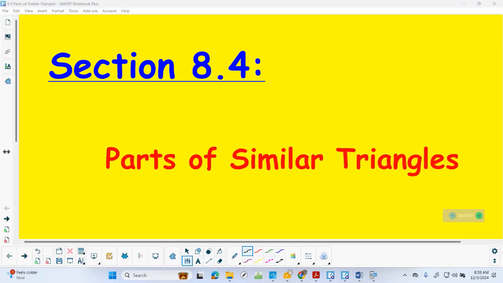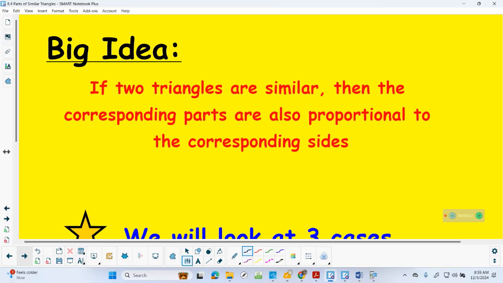Today we're looking at what we call parts of similar triangles. Remember, similar means they're the same shape, but they are different sizes. They are not congruent. You might have a small triangle, a big triangle, that sort of thing. So again, nothing for you to write down. This is on your paper. I'm just going to read it to you.